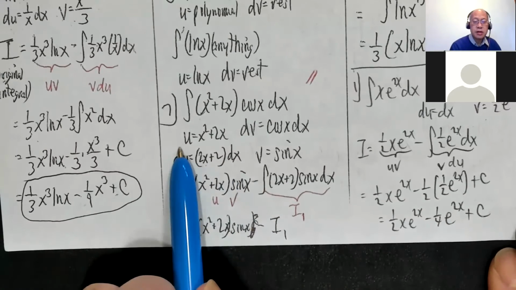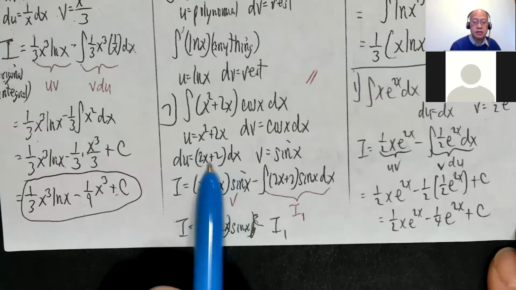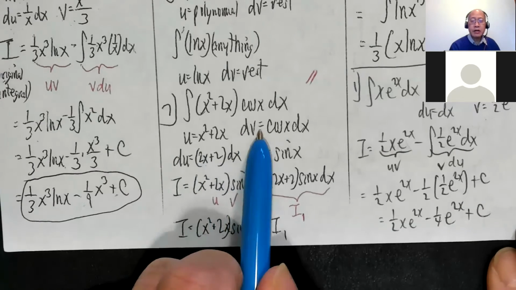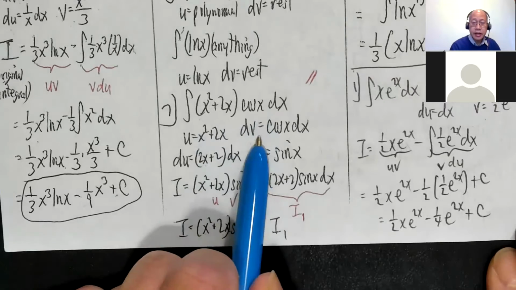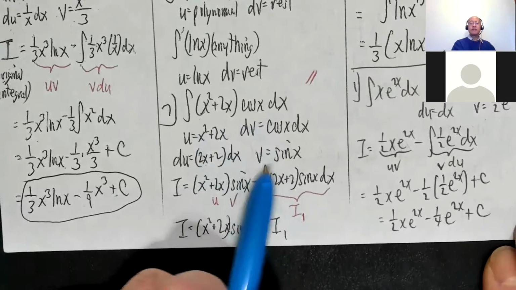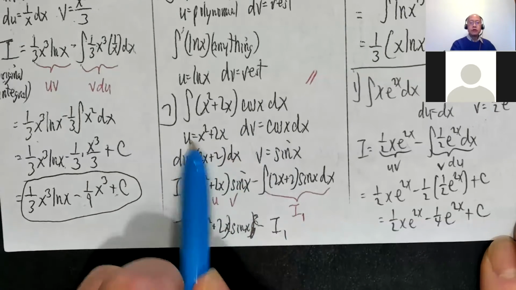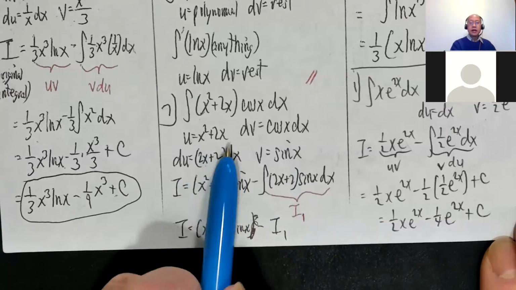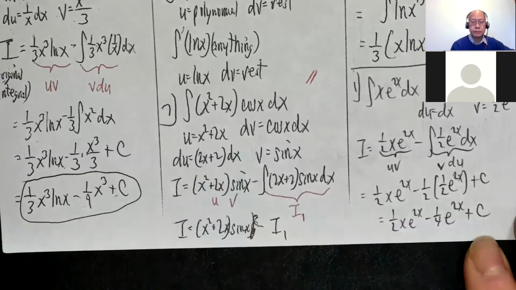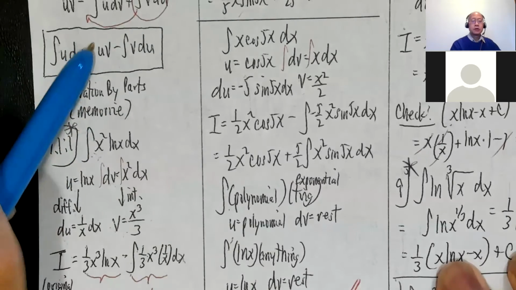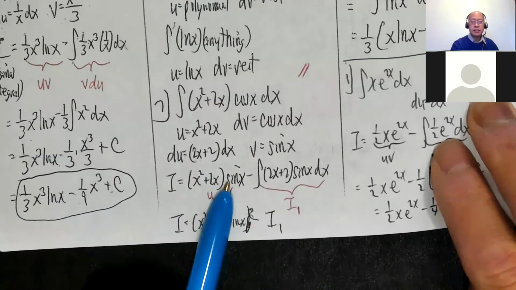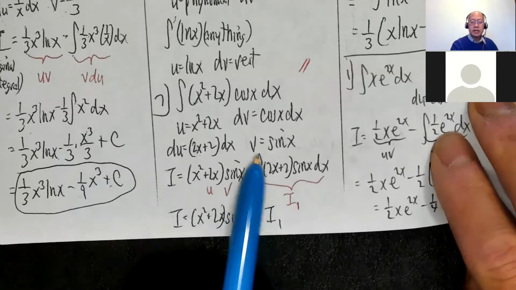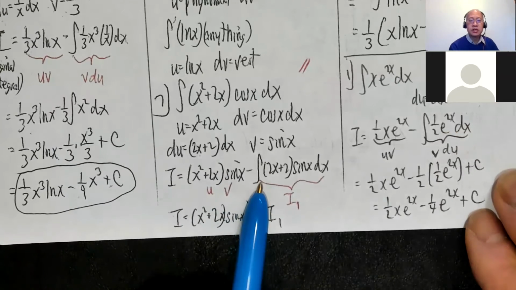Okay, so du is the derivative of this, 2x plus 2 dx. Integrate this side. It's almost like you sneak in a little funny s there to integrate. Integral of cosine is sine. v equals sine x. Okay, so I have u, v, du, and dv all here. Throw it into the formula. So u times v, x squared plus 2x sine x. That's uv, minus the integral of v du.